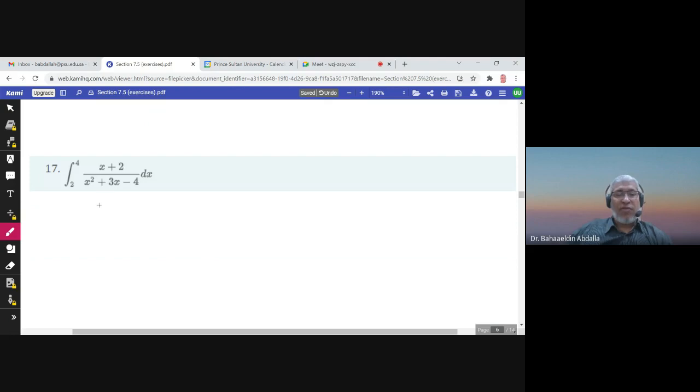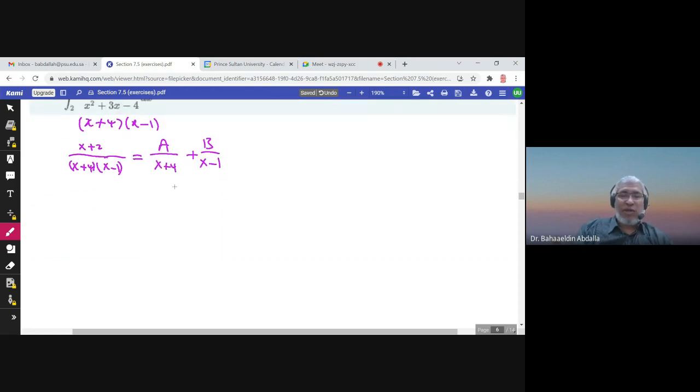Here we have rational function. So if we factor the denominator, we have x plus 4 times x minus 1. 4 minus 1 is 3, yeah. So we just write x plus 2 over these two would be equal to a over x plus 4 plus b over x minus 1. So it's a typical question about section 7.4. We find a, b, and we find the integral easily.